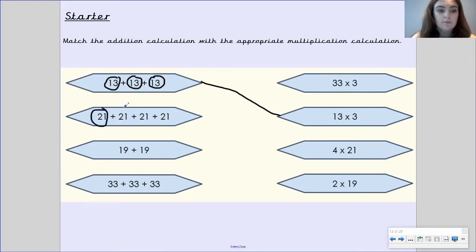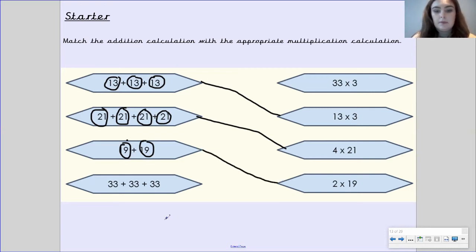Let's have a look at the next one. We've got 21, add 21, add 21, add 21. So we have got 4 lots of 21, which means we are looking for either 4 times 21 or 21 times 4. Let's have a look and see if we can find it in our list. And we can see that it is the third one down, so we need to join that one up with that one. The next one we have is 19, add 19. So we have got 2 lots of 19, which means we are either looking for 19 times 2 or 2 times 19, which we can see is at the bottom here.